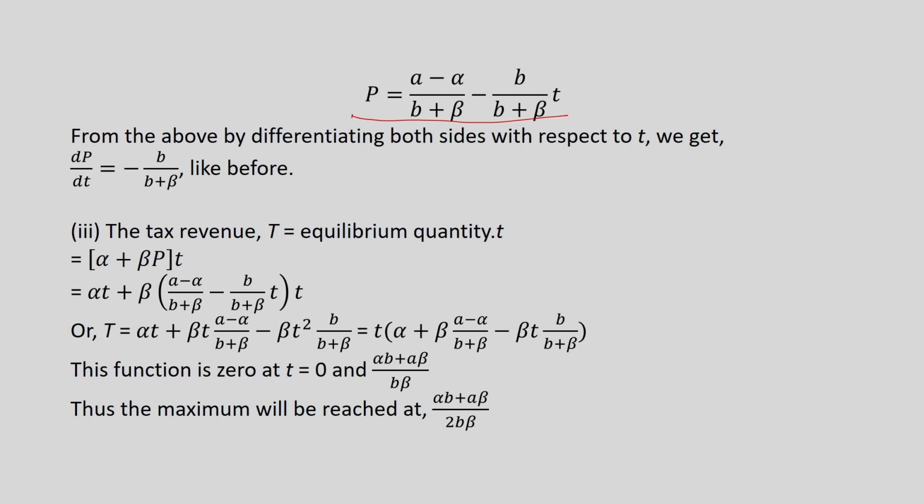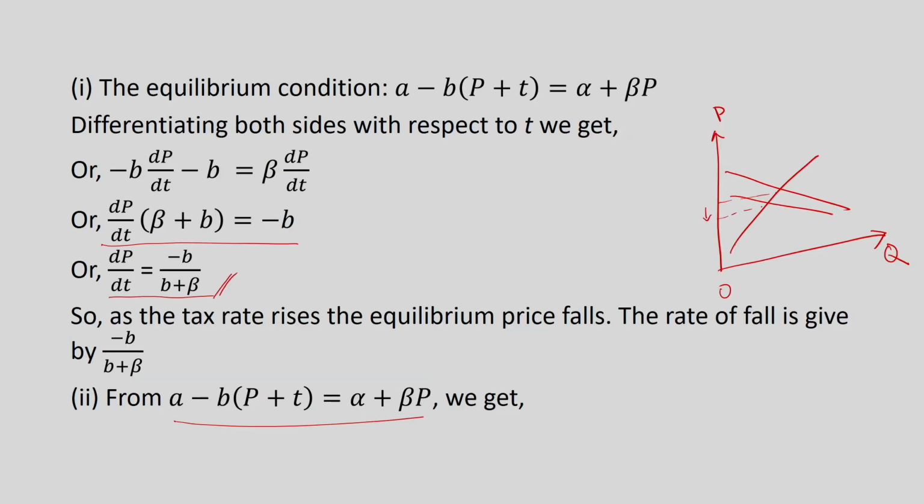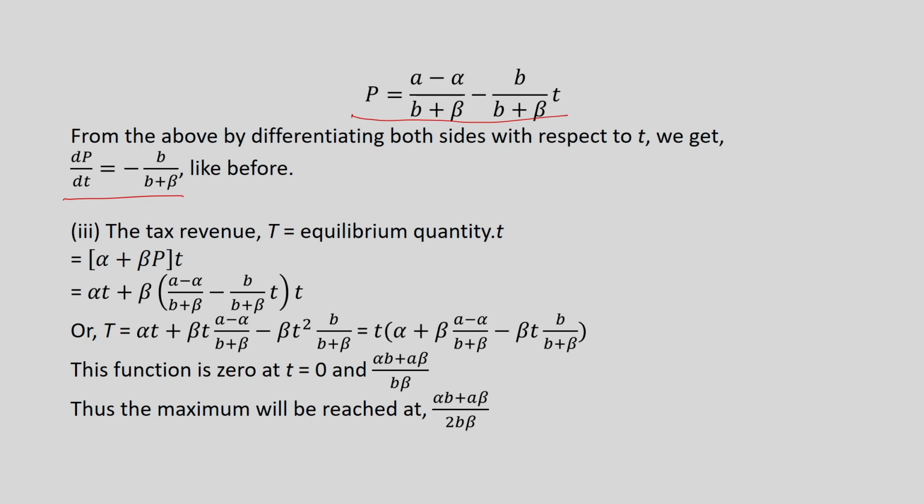So, this is actually a linear function of T. First you have a constant term and then you have some coefficient multiplied by T. From the above, by differentiating both sides with respect to T, we get simply minus B divided by B plus beta. This is what we got earlier also by implicit differentiation. Here we did not use implicit differentiation, we explicitly found the expression for P and then we got the expression for dp dt.